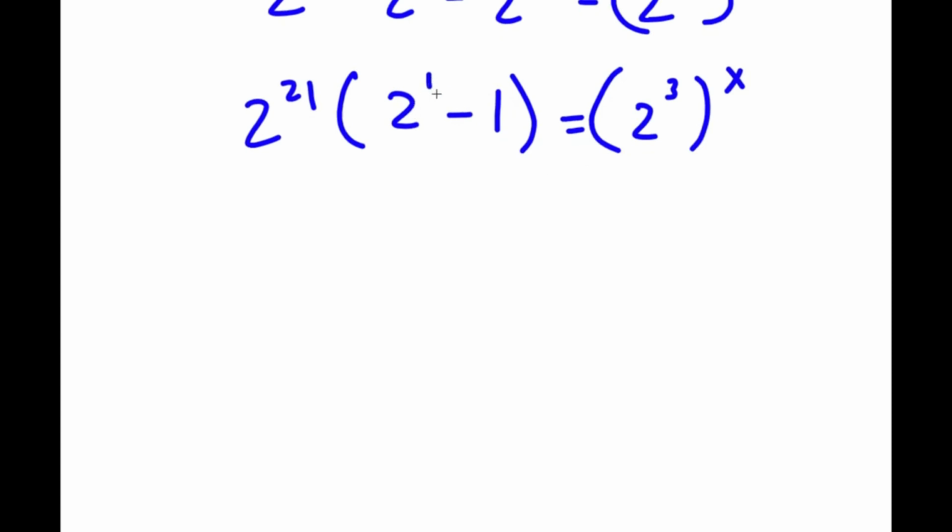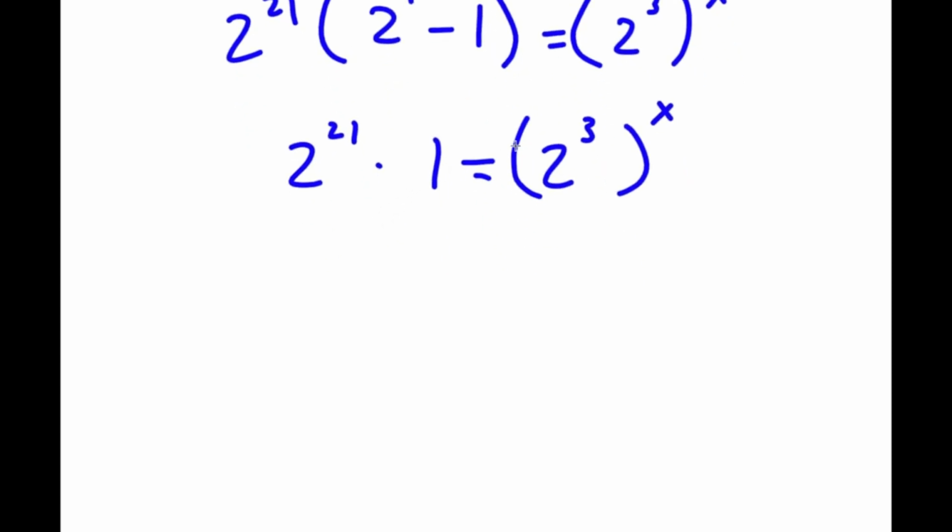Now 2 to the power of 1, that's equal to 2, and 2 minus 1 is 1. So I'm left with 2 to the power of 21 times 1 is equal to 2 to the power of 3 to the power of x. Now anything times 1 is simply itself, so 2 to the power of 21 times 1 is simply 2 to the power of 21. So I have 2 to the power of 21 is equal to 2 to the power of 3 to the power of x.